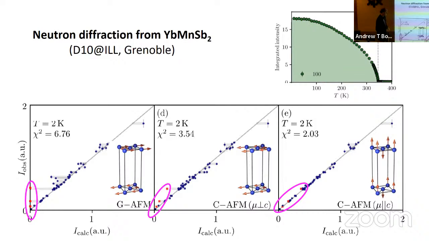So each of these dots is an intensity which has been measured and plotted on the vertical axis, and then the intensity has been calculated and plotted on the horizontal axis. So if it doesn't fit, for example, like this point here, it doesn't fit at all, that's because there's a contribution to that blue dot from the magnetic structure, which clearly doesn't agree. The calculation doesn't agree with the experiment.